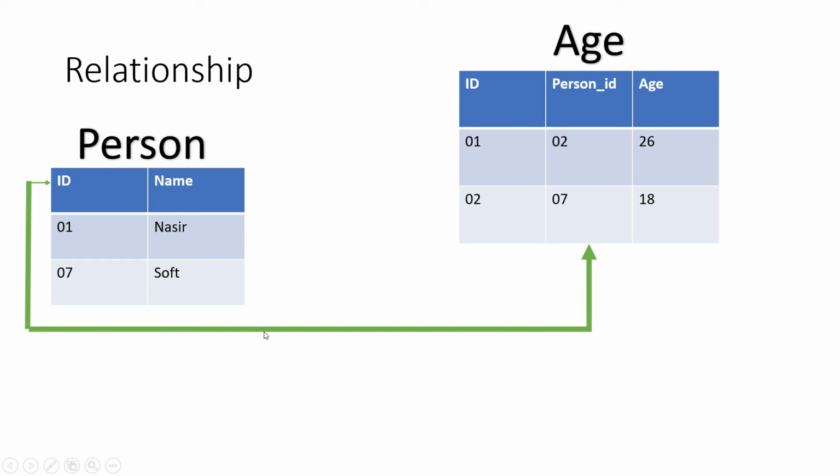In a relational database management system, we define the relationship between tables. It is very helpful because it reduces data redundancy. In this example, we have two tables, the first is person and the second is age, and you can see the relationship between them. By seeing this row, we can say that the person whose ID is 7 has an age of 18. To check which person has ID 7, we go to the person table, and here we see that person 7 is Soft. This is called the relationship between two tables.